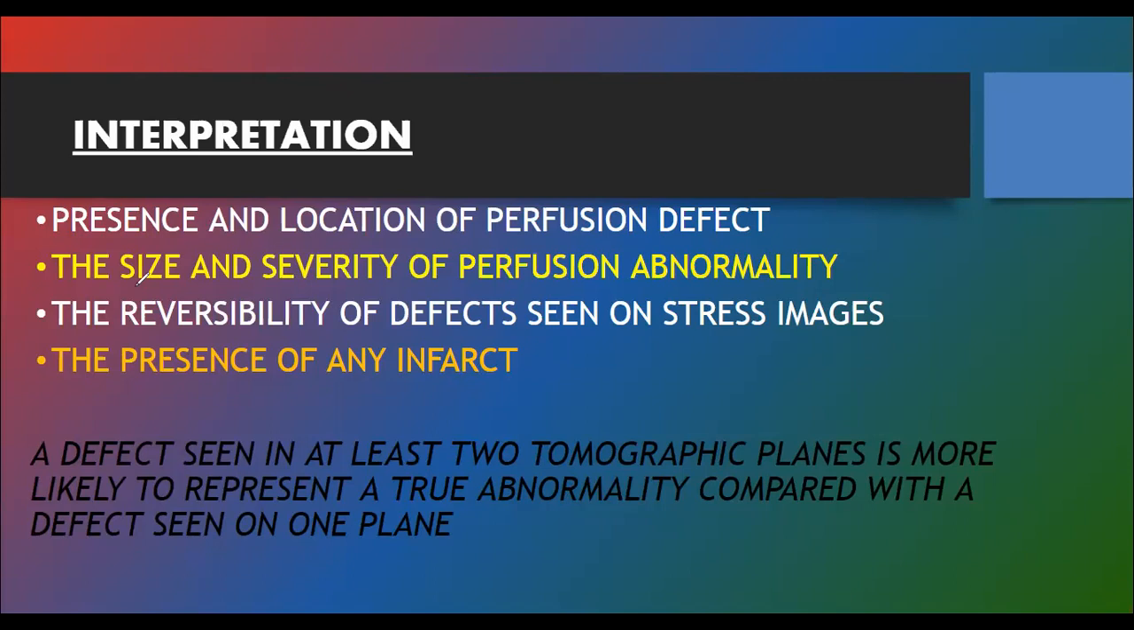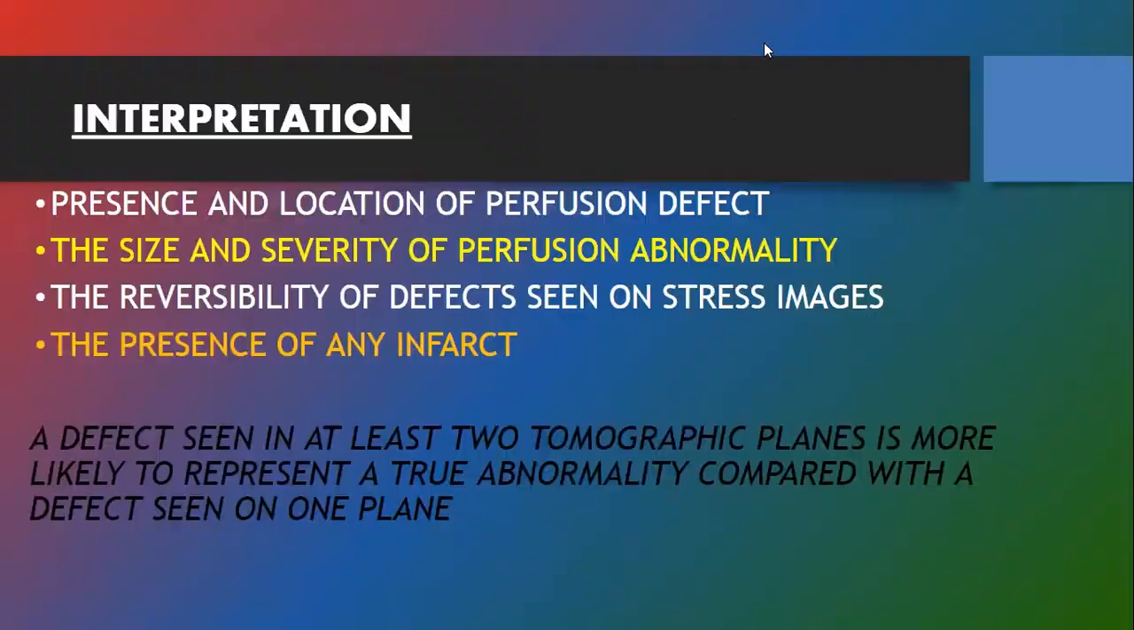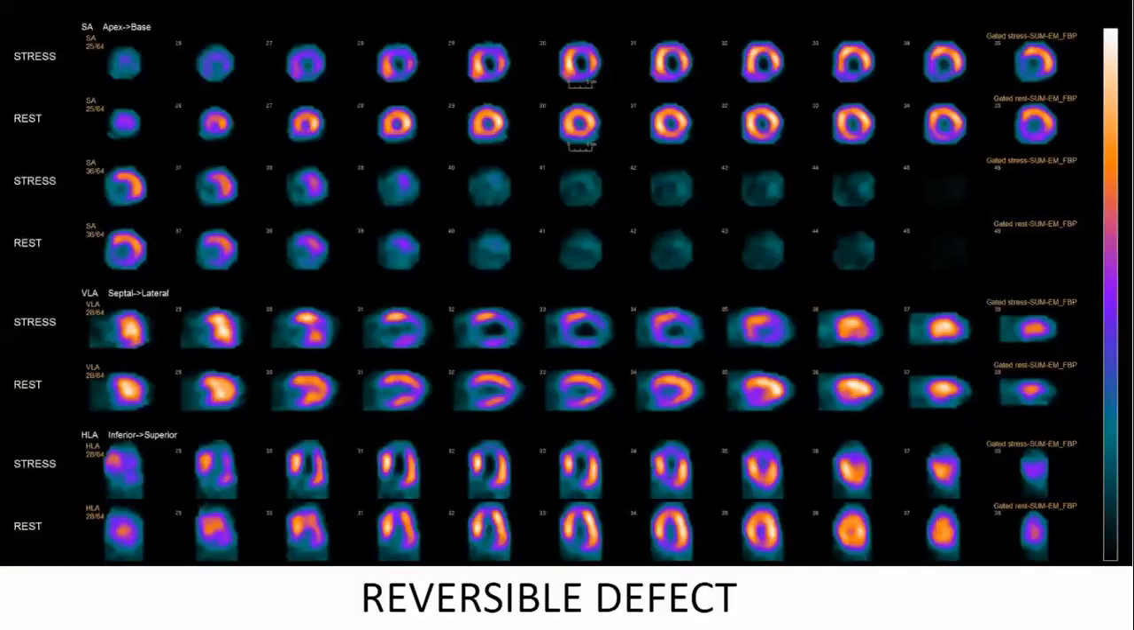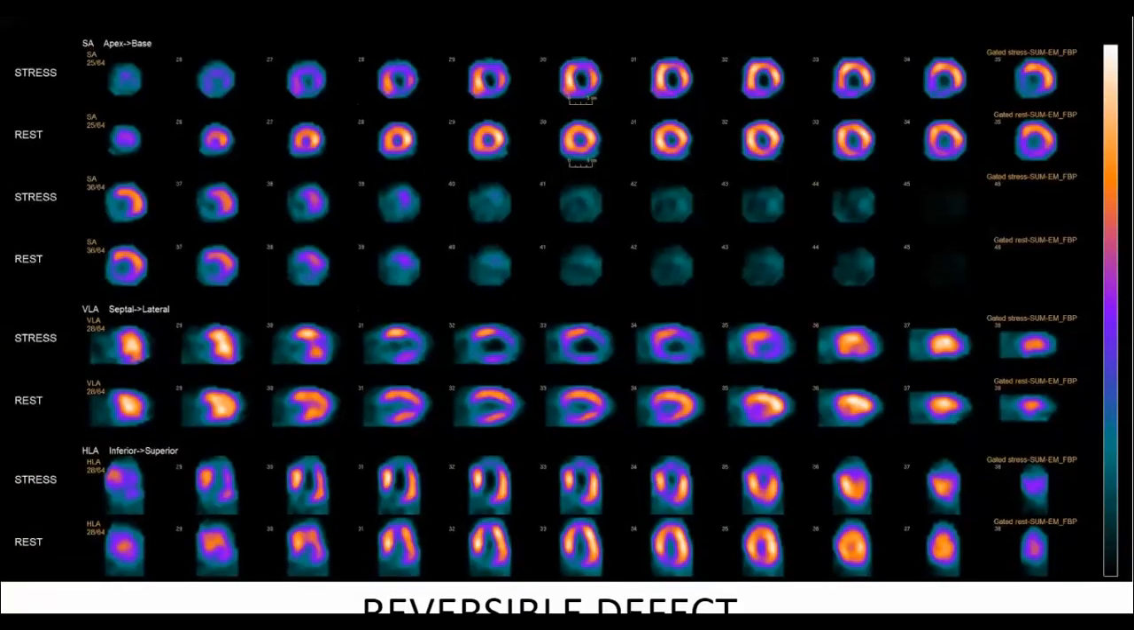Severity is according to the color scheme which we discussed initially: the normal one, the partial uptake, or the no uptake. Reversibility: whether a defect present at stress is going to reverse at rest or not. We are going to see it. And presence of any infarct. If a defect is present both at stress and rest, then it may represent an infarct or maybe a hibernating myocardium. So this is how a reversible defect is going to look like.